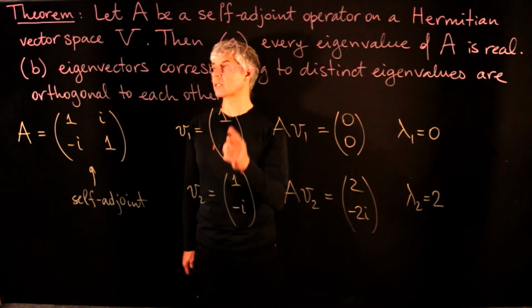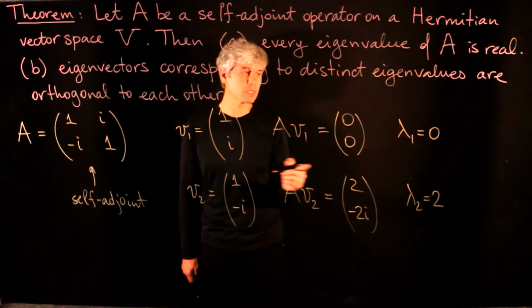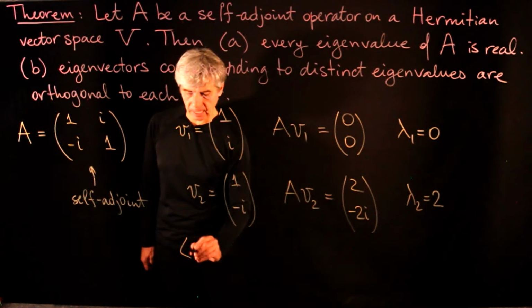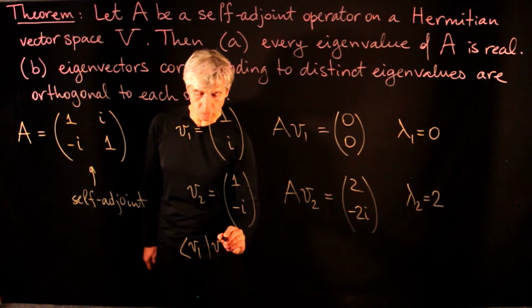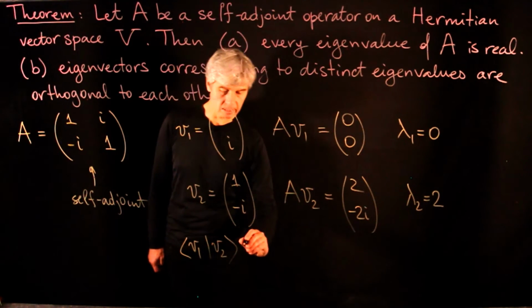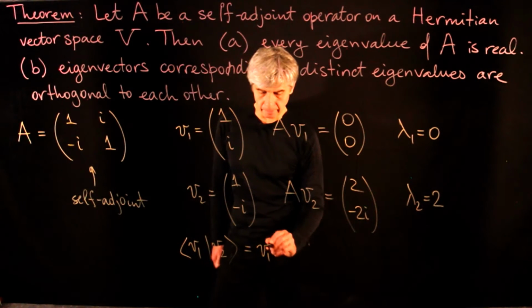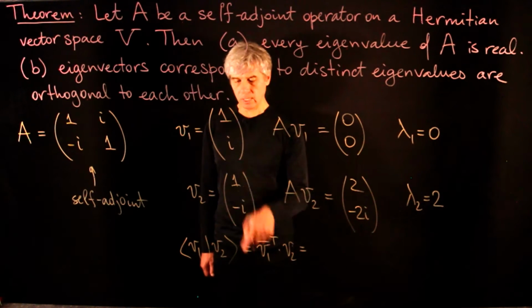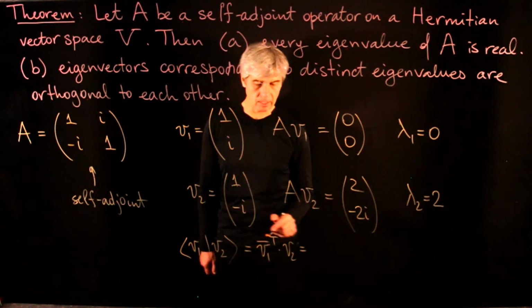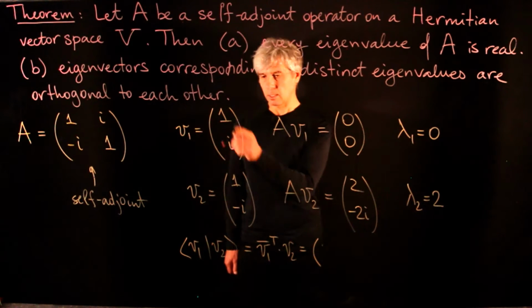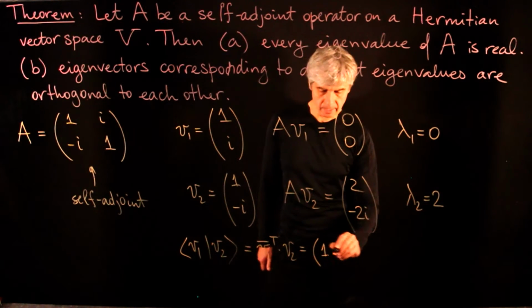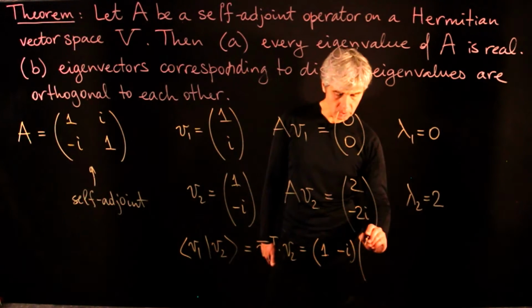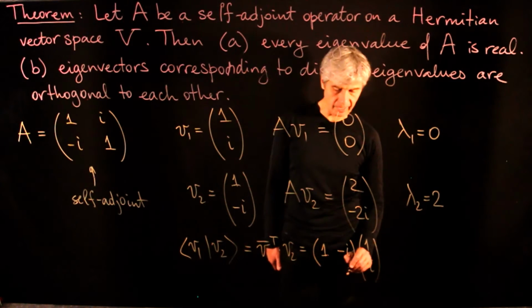And so for part B, part B claims that if we have two eigenvectors with distinct eigenvalues, which they are, then the scalar product of V1 with V2, right? So what is this? This is V1 bar transpose times V2. So let's calculate. When we take the transpose, this becomes a row vector, and we need to take its complex conjugate. So it becomes 1 and minus I. And we multiply this by V2, which is 1 minus I, the column vector.